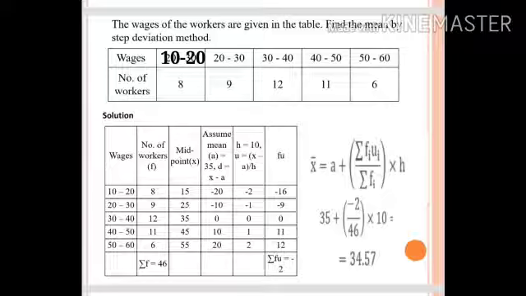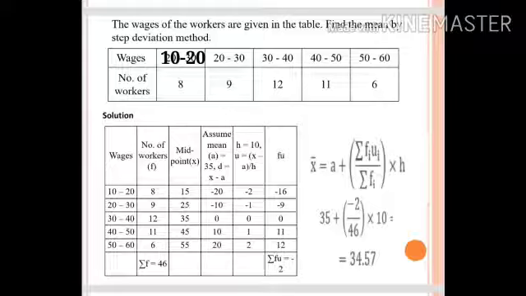So d is xi minus a. So 25 minus 35 is minus 10, 15 minus 35 is minus 20. Similarly, downward, 45 minus 35 is 10, 55 minus 35 is 20. Now h equals 10, that is the width of the class: 20 minus 10, 30 minus 20. u equals (x minus a) upon h. So when you divide by 10, you get minus 2, minus 1, 0, 1, 2.